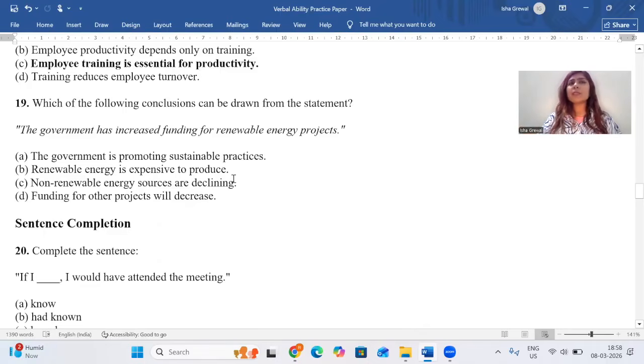Renewable energy is expensive to produce. कहीं पे ऐसा नहीं लिखा. It is nowhere mentioned that it is expensive or it is not expensive. It is not being talked about. So you are going to remove option number B. Non-renewable energy sources are declining. There is no such mention in the sentence. Funding for other projects will decrease. Again, no mention. So obviously, A is going to be your correct answer. The government is promoting sustainable practices, and how they are promoting sustainable practices? By funding renewable energy projects.